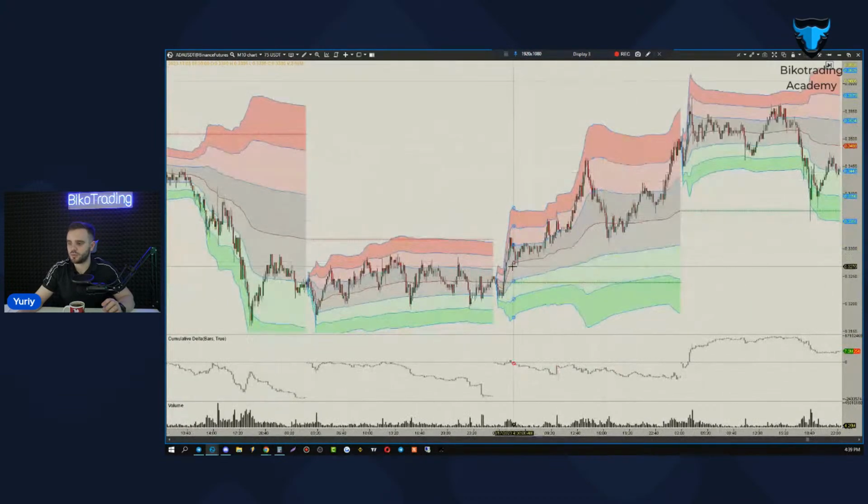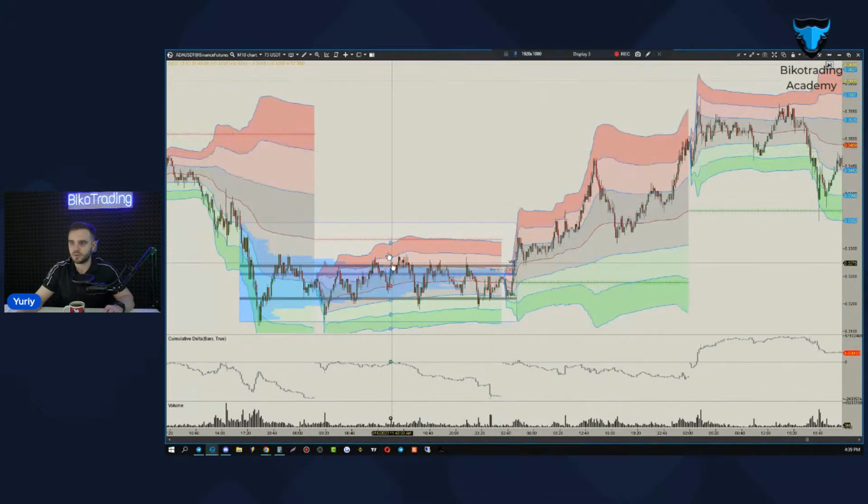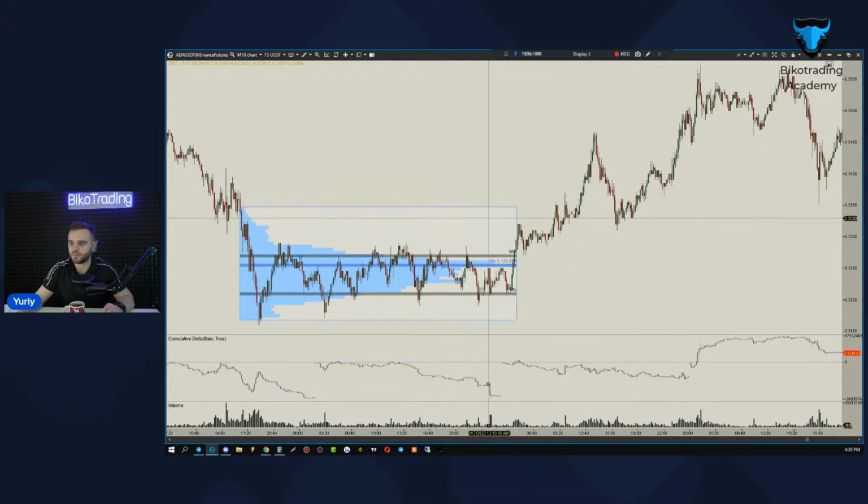Even this example for me was really beautiful. Have a look. Price was in the middle of this range for several days. Here is the center of the volume profile. Let's open this without VWAP. Have a look how price moved around the volume profile and VWAP for so many days. Have a look. And have a look what happened after that.